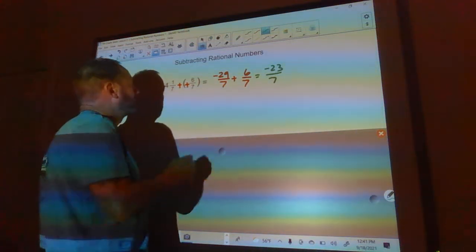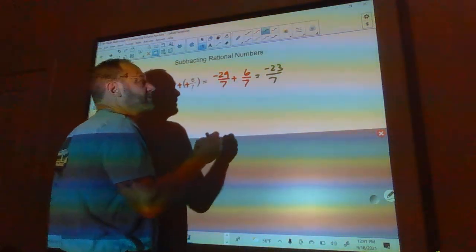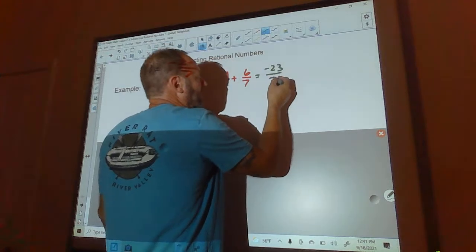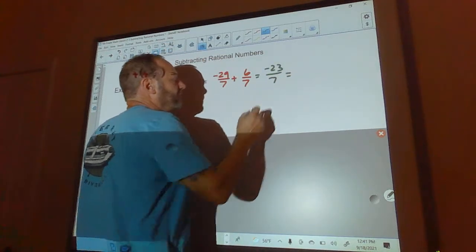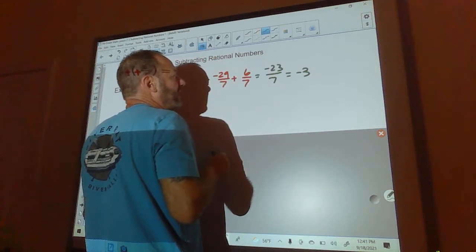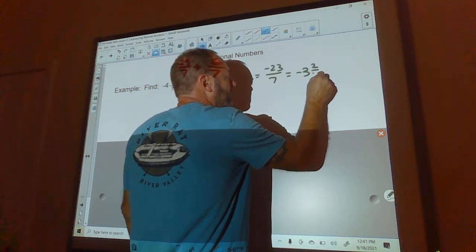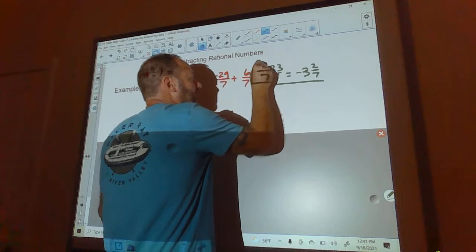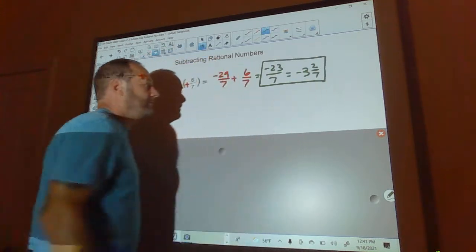And if I need a mixed number, which we had one here, so that's not too bad, you can leave it like this, but you could also convert it. So 7 will go in there 3 times, and that'll leave 2 left over. So this is this. Either one of these answers is acceptable.